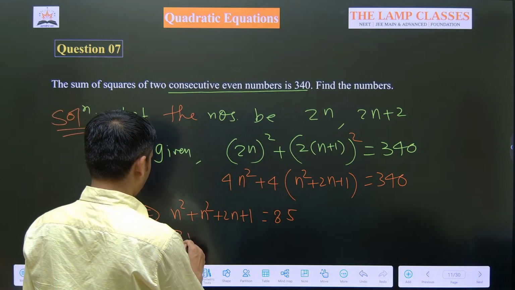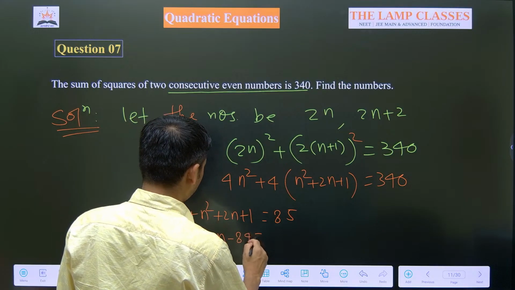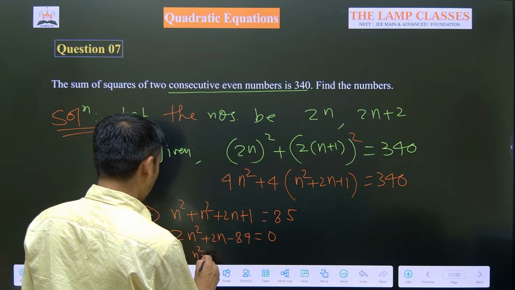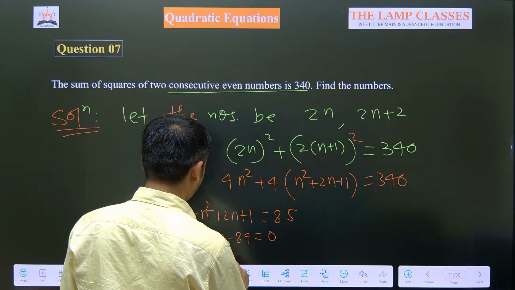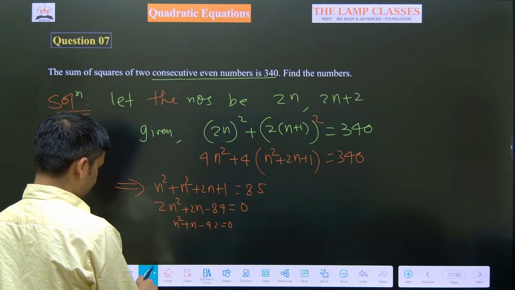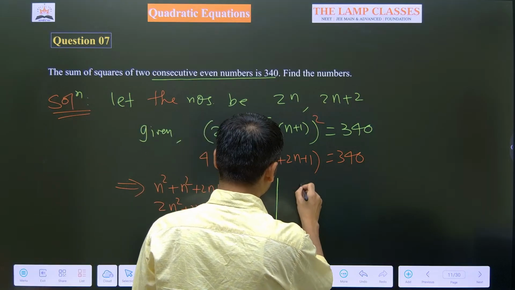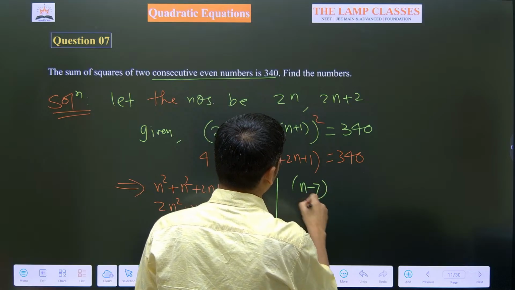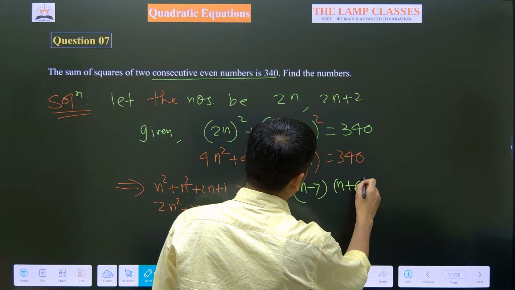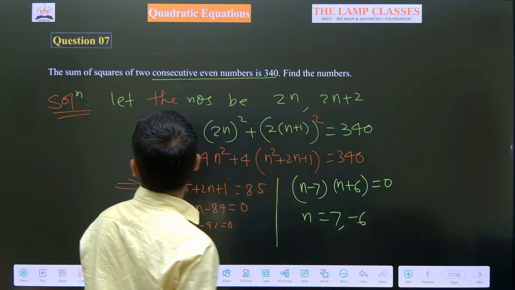So 2n square plus 2n minus 84 is equal to 0. Again we can divide by 2. So it's just n square plus n minus 42 is equal to 0. We can easily solve this, right? So when we factorize it, split the middle term, it's actually n minus 7 times n plus 6 is equal to 0. n can be 7 or minus 6.